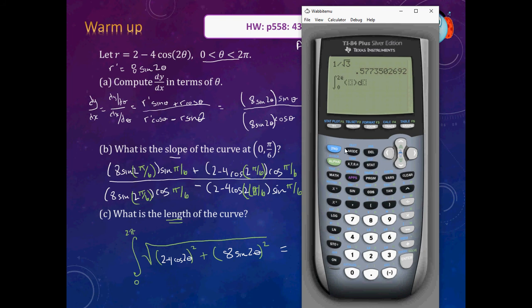Oh, not function, not parametric, but polars, r1 squared plus r2 squared. And notice when I'm in the appropriate mode, it puts the appropriate variable there, right? Takes a little while.